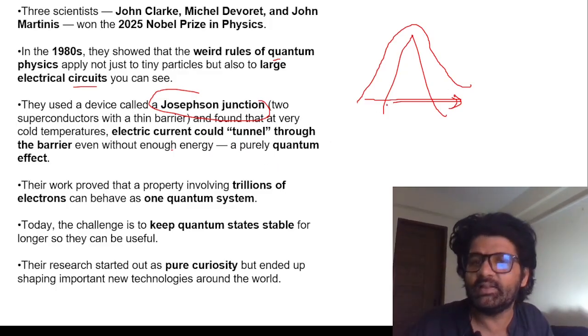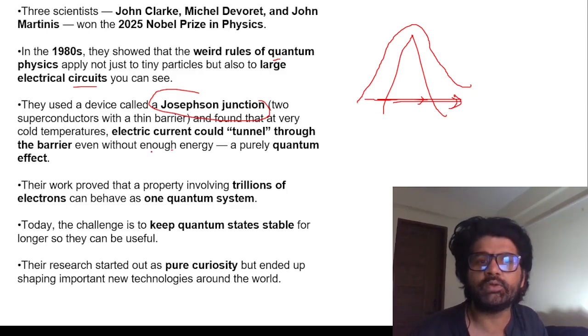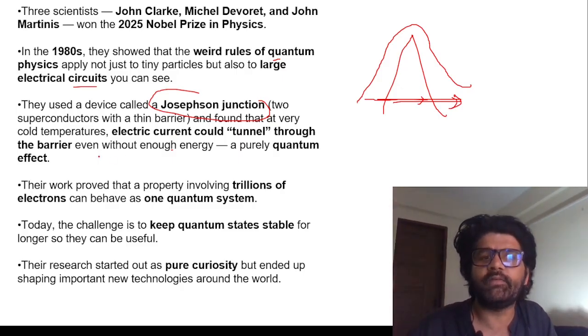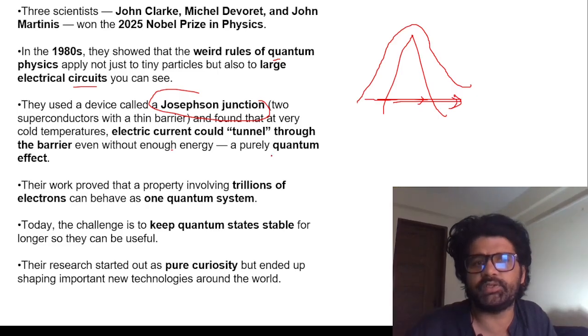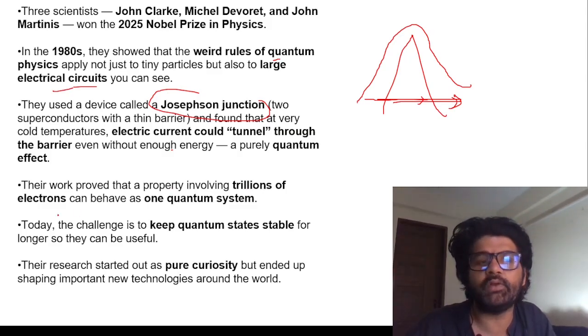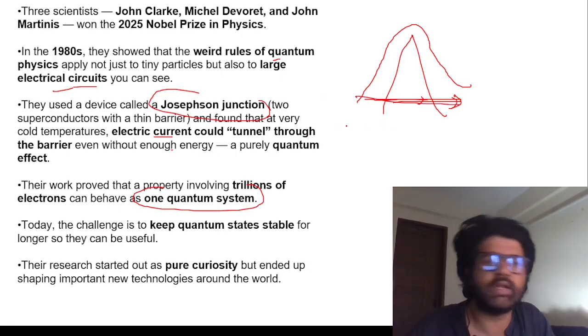They realized that this whole tunneling effect, which can be done by quantum particles, smaller particles, also works with this Josephson junction, which is a superconductor. They were also able to do that on a quantum level. So that means even quantum physics can be applied to a big electrical circuit. A property involving trillions of electrons can behave as one quantum system. At cold temperatures, electric current could tunnel through the barrier even without energy, which is basically a quantum effect.